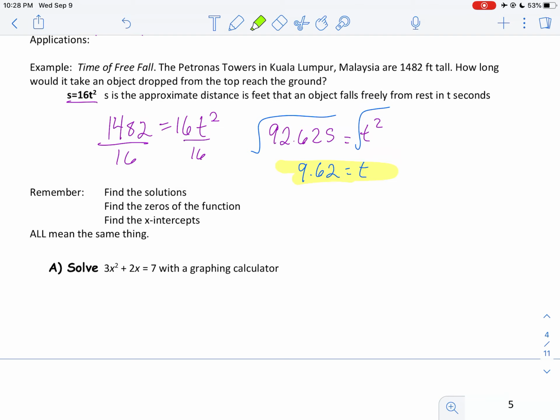Want to highlight that solutions, zeros, x-intercepts, and I'm going to throw the term roots in. Sometimes you might see that. These are all the same thing. It's all taking a quadratic, really any function, and setting it equal to 0.